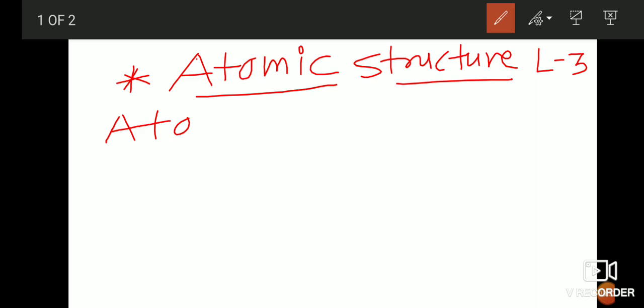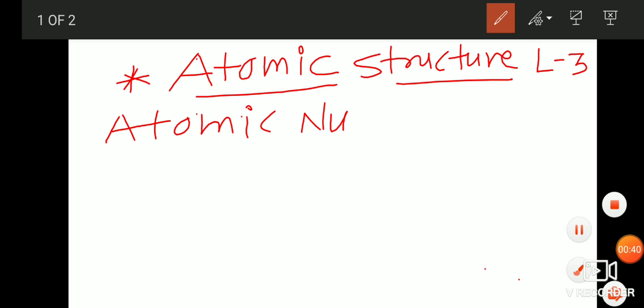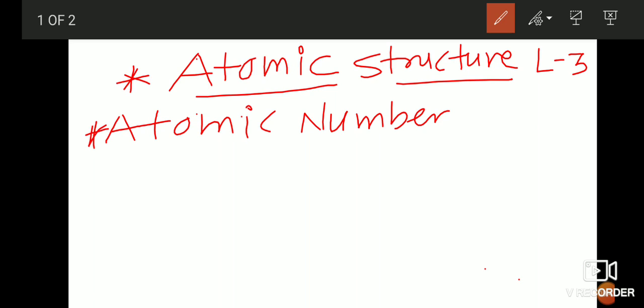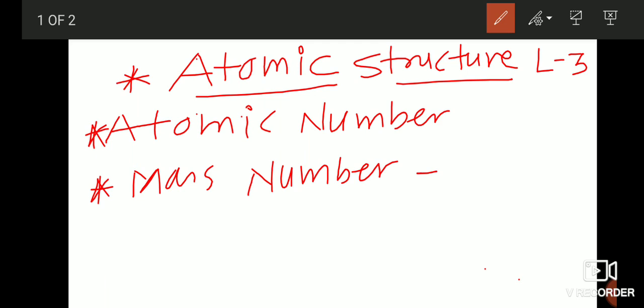So in today's topic we are going to discuss atomic number, and another topic we are going to discuss is the mass number. So these two topics we are going to discuss in today's lecture.